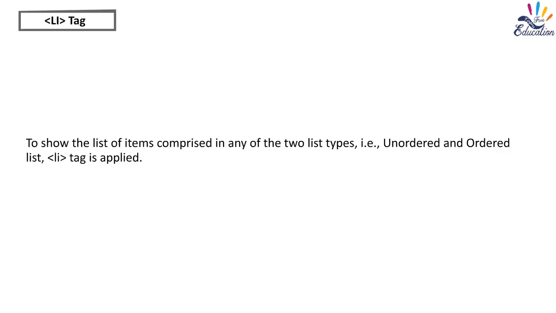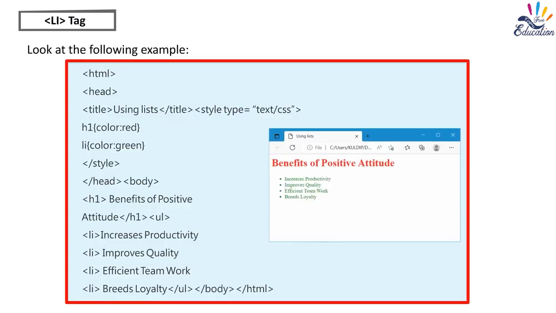LI tag. To show the list of items comprised in any of the two list types, that is, unordered and ordered list, LI tag is applied. Look at the following example.